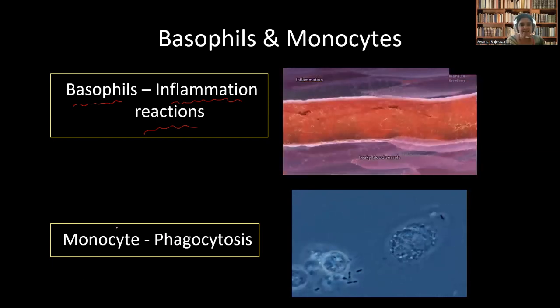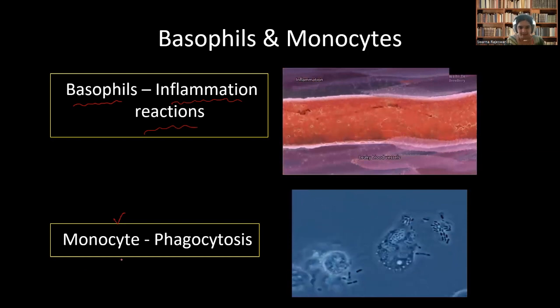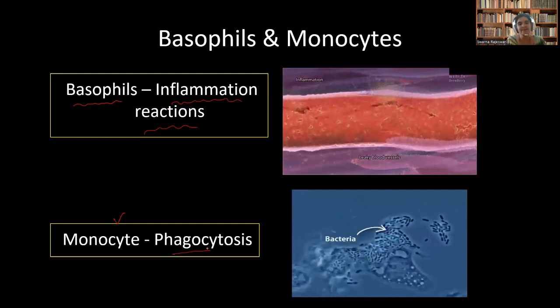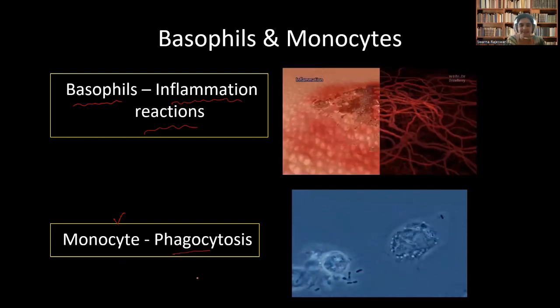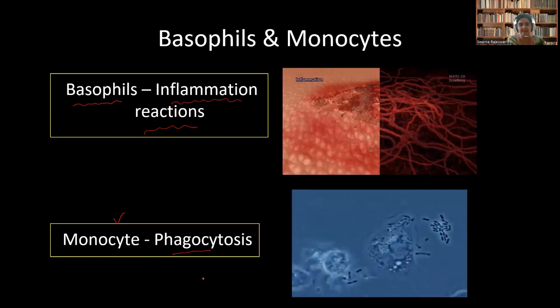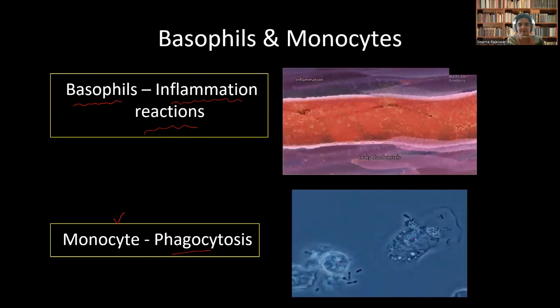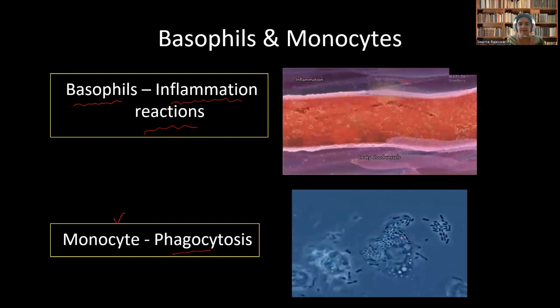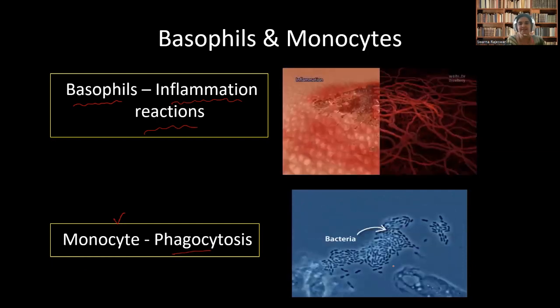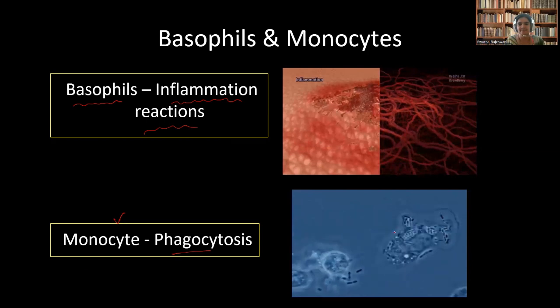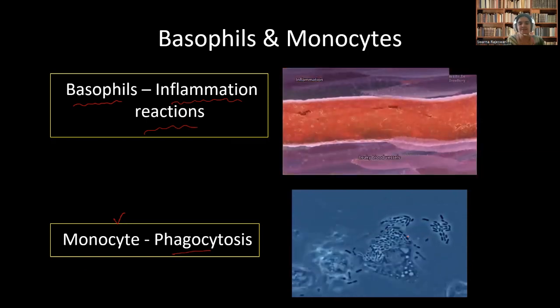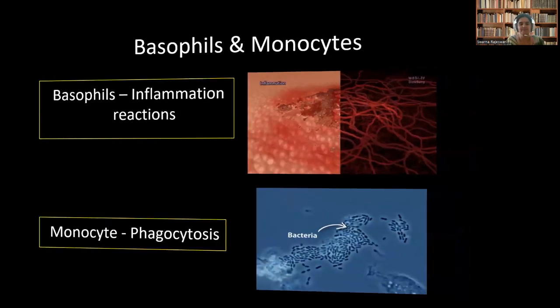So monocytes are a type of agranulocytes and they help in phagocytosis. Phagocytosis means eating away bacteria. We call it phagocytosis. So you can see that the bacteria is eaten away by the cell. Okay, so this is about phagocytosis.